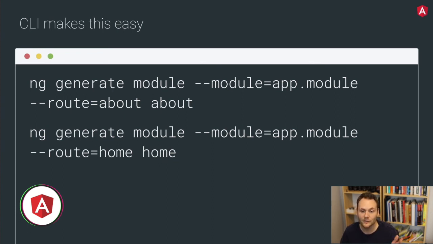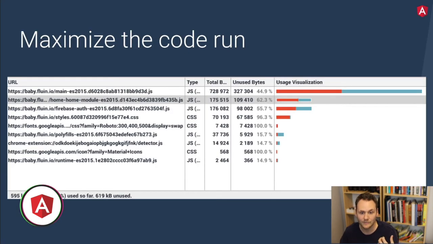So generate module, point to the module, point to the route, and then create it, and everything will kind of be done for you. It'll be set up for lazy loading, and that's a really, really fast way to move quickly to scaffolding out a lazy loaded application.